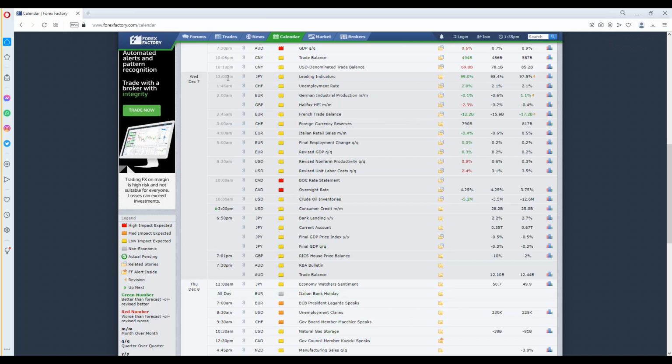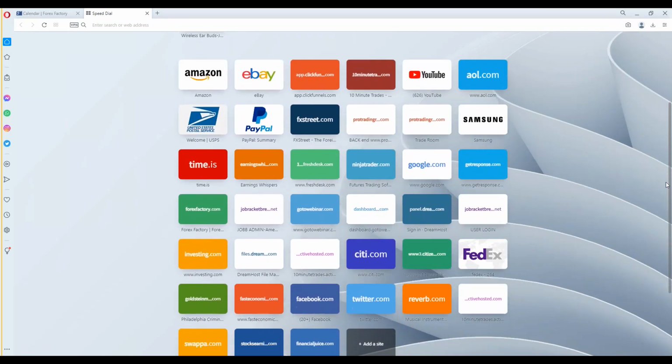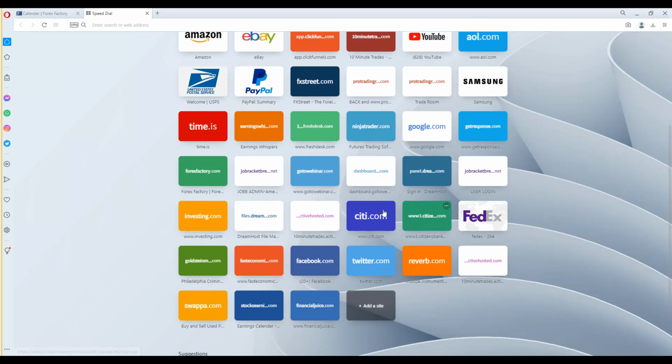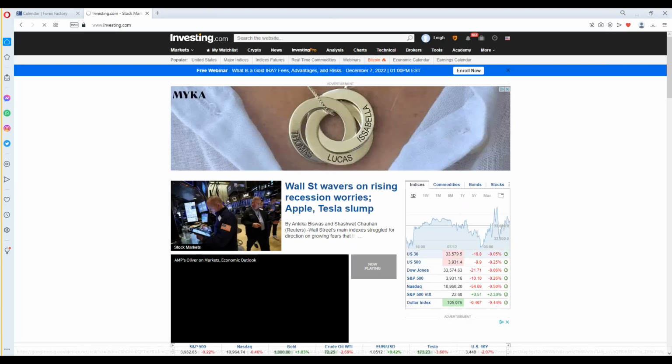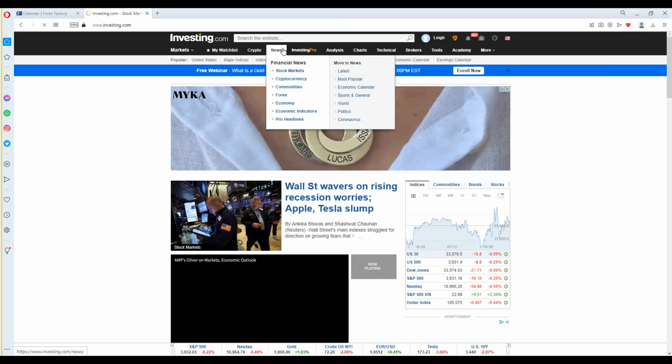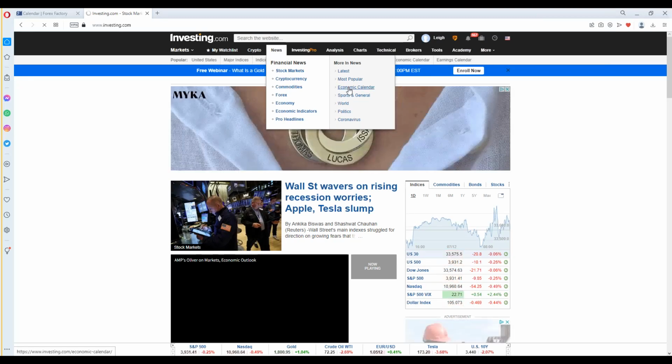So that's a big way that I use the calendars. And I use more than one, because look at the difference between the calendars. Now, I love investing.com, www.investing.com. Why do I love it so much? Because they have one tool that makes it worth $1 million for a news trader. So when you get on their website, click on news, and then click on economic calendar, okay?